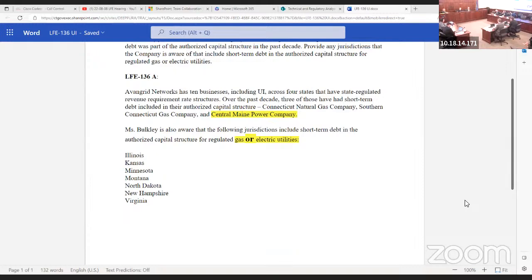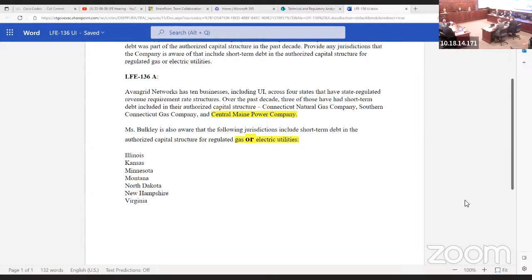So typically what's looked at is the level of construction work in progress, and the difference between that and the short-term debt balance. That increment is what might be considered in some of these jurisdictions that I've identified in late file 136.